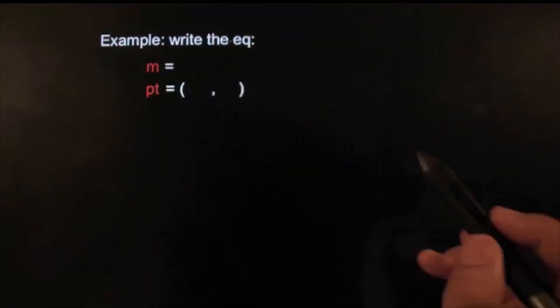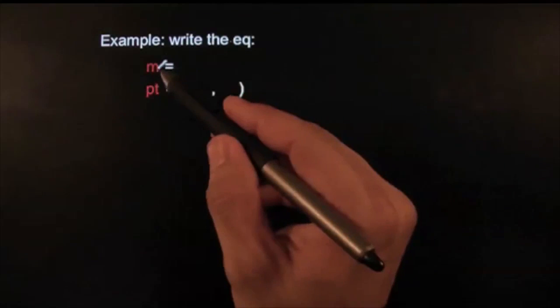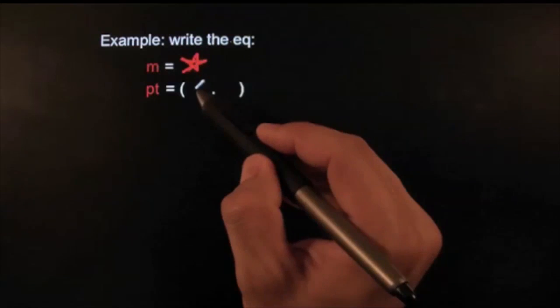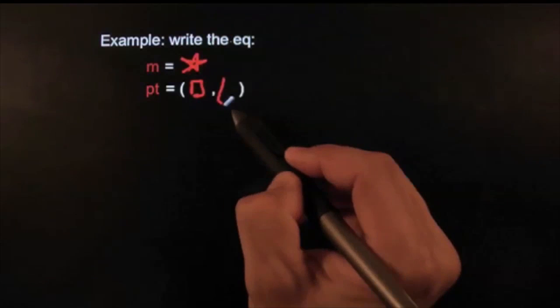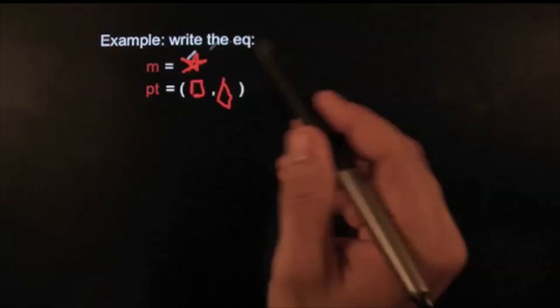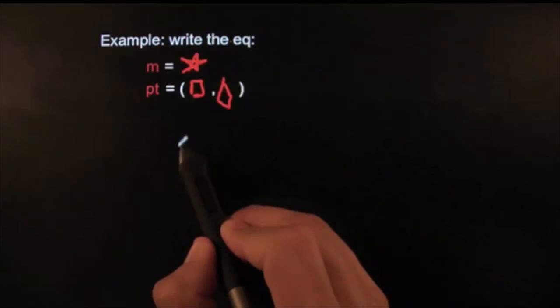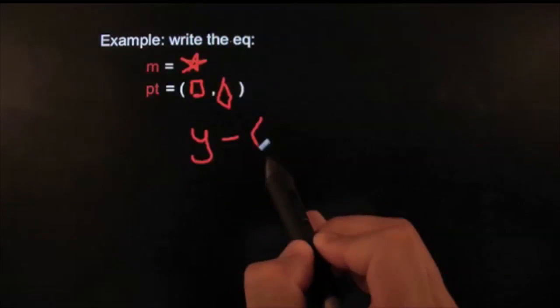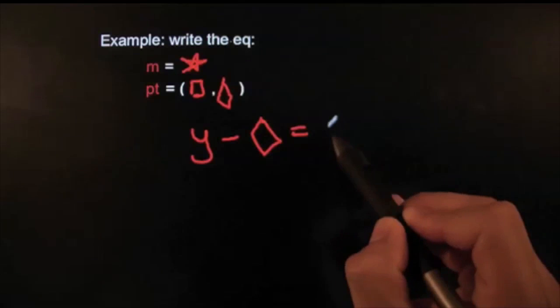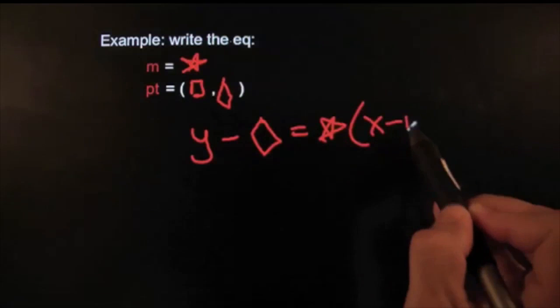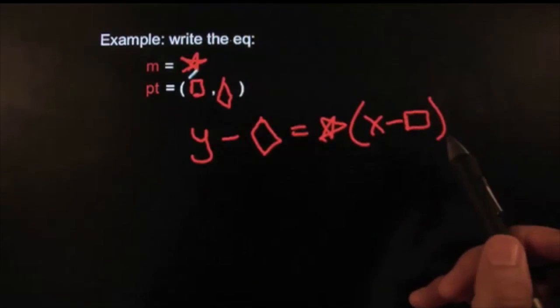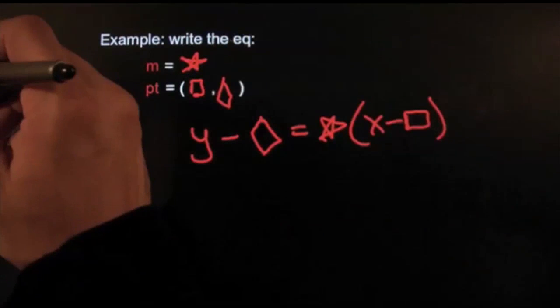Yeah, this is just review. Again, this could be any sort of crazy thing, and this could be any sort of crazy thing, and you shouldn't have a problem with it. You'd go like this: y minus the diamond is equal to the star times (x minus the square), whatever's in there. It should be automatic.